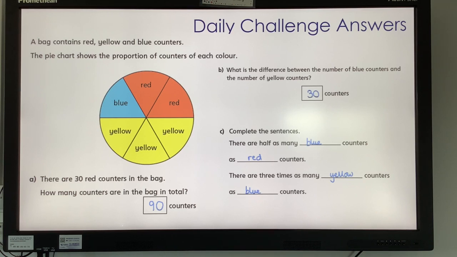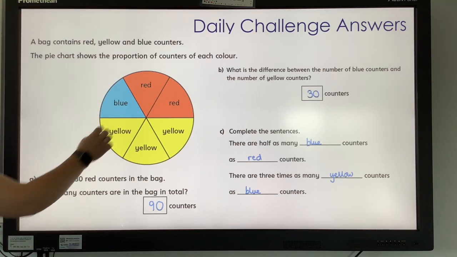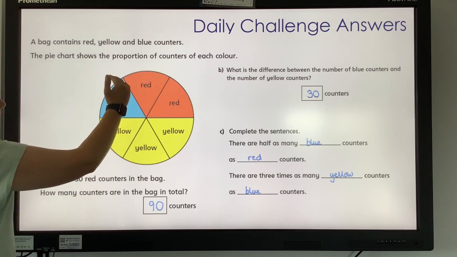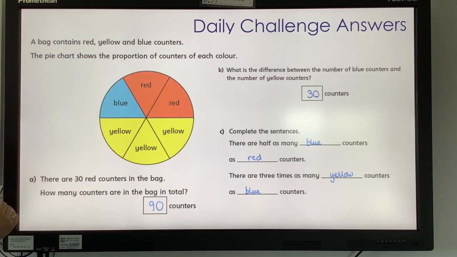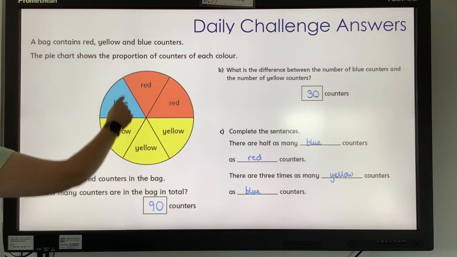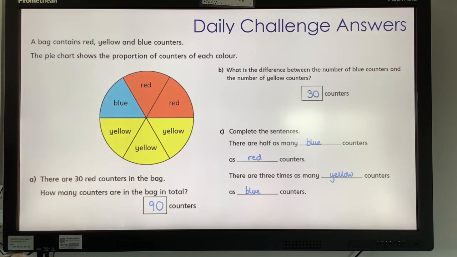What is the difference between blue and yellow? We know that there are 15 blue counters because we worked that out earlier when we talked about it being half of the red. 45 take away 15 gives us 30. So there are 30 more yellow counters than blue. The difference between blue and yellow is 30.